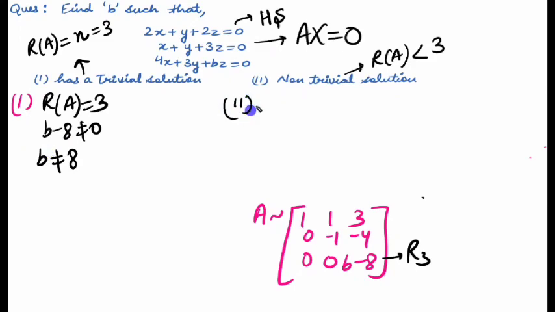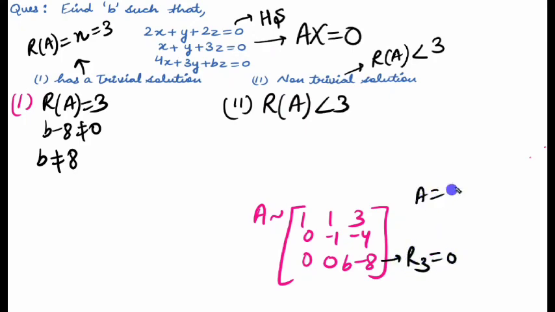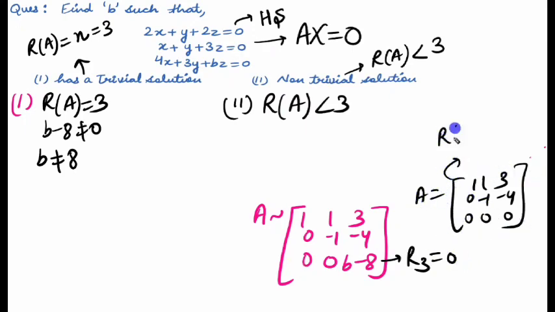Now the second case is when the system possesses the non-trivial solution and this will be satisfied if rank of A is less than 3. अगर rank of A less than 3 होगा and rank of A is the number of non-zero rows in A. Number of non-zero rows in A, first non-zero row ये है, second non-zero row ये है, third is this row. R3 रो जो है it should be a zero row. अगर ये एक zero row बन जाती है then A would become like this 1 1 3 0 minus 1 minus 4 0 0 0. अगर row 3 zero row बन गई then A would become like this matrix and in that case number of non-zero rows and hence the rank of A would be equal to 2 which is less than 3.